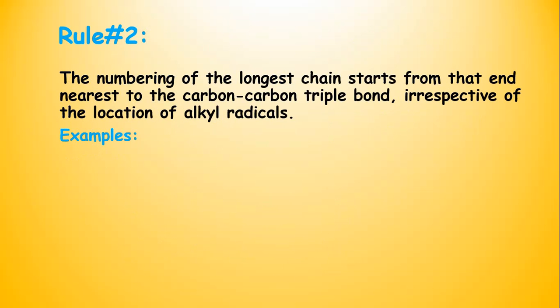Now rule number 2: the numbering of the longest chain starts from the end nearest to the carbon-carbon triple bond. Where the carbon-carbon triple bond is near, we will start the numbering from that end. We will not focus on the alkyl radical as we did in the nomenclature of alkanes. Sorry. So now look at the example.